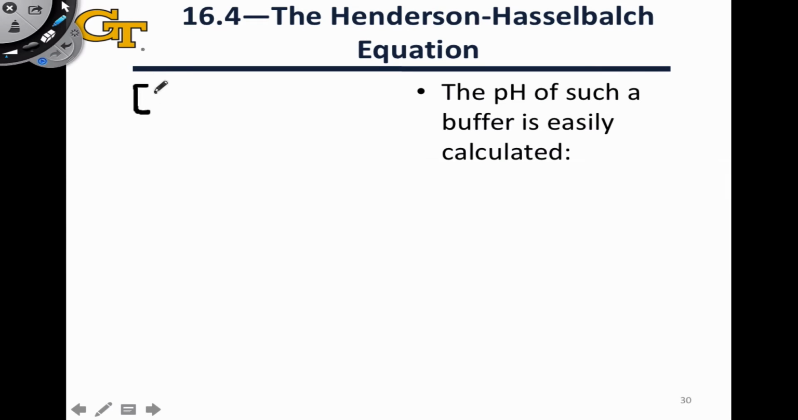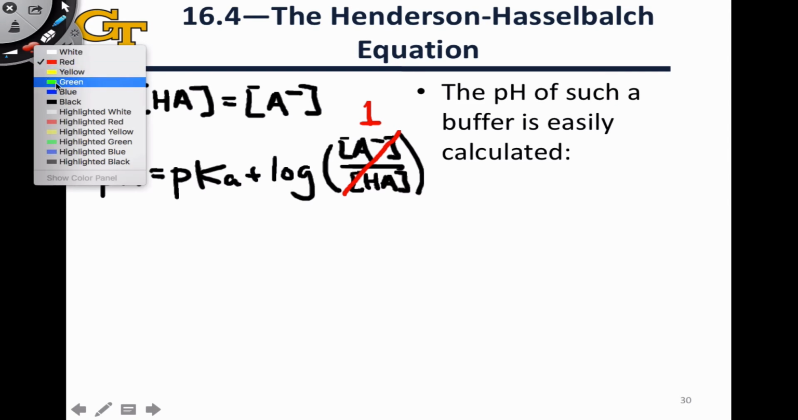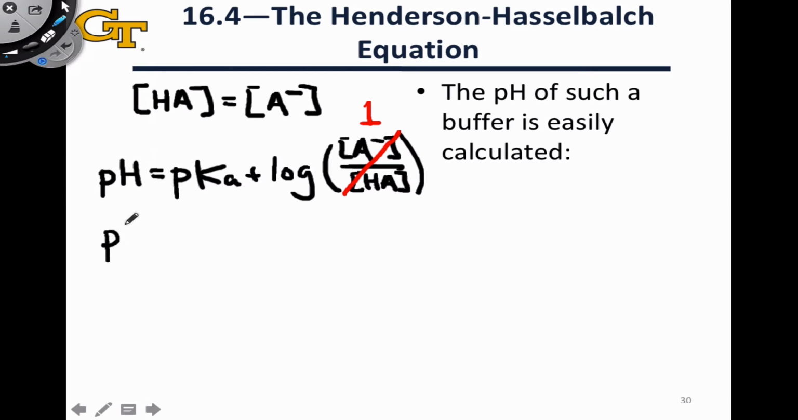If we start with a buffer that has equal molar concentrations of the weak acid and its conjugate base, it's fairly easy to calculate the pH of that buffer by starting from the Henderson-Hasselbalch equation. pH is equal to pKa plus the log of the ratio of the A- concentration to the HA concentration. When the two concentrations of conjugate base and weak acid are equal, of course this entire term divides out to 1, the logarithm of 1 is 0, and we can arrive at the conclusion that the pH of the buffer is equal to the pKa of the weak acid, of HA.